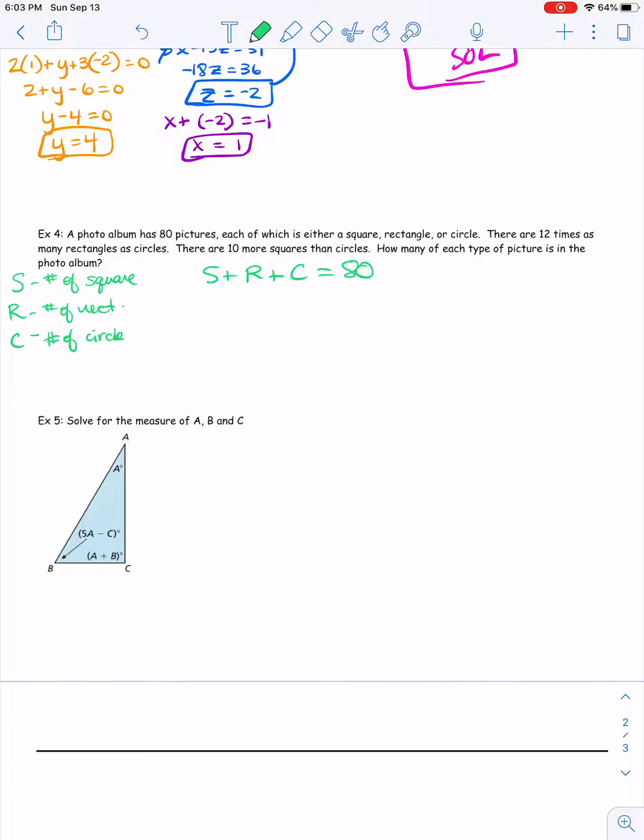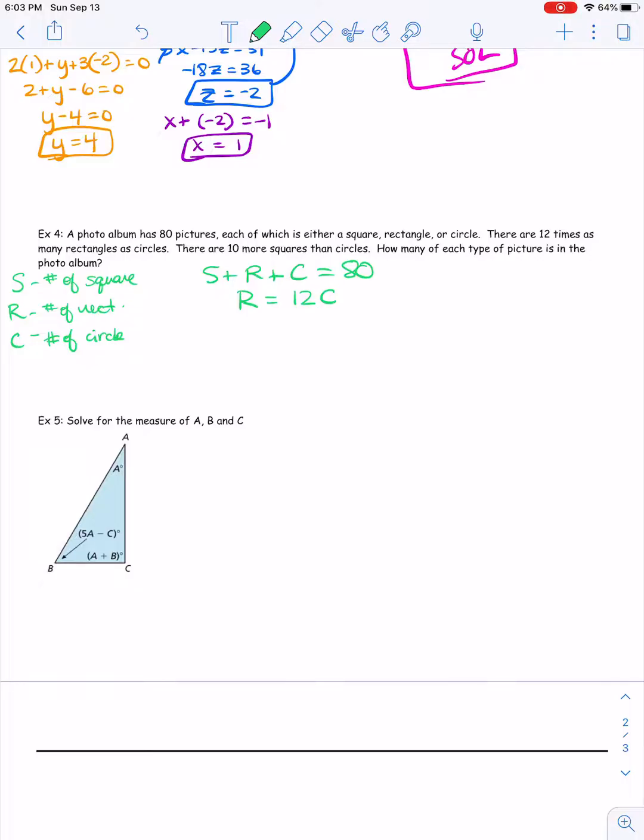So I already have one equation. Now I'm going to read on and create my other 2 equations. It says there are 12 times as many rectangles as circles. So the number of rectangles is equal to 12 times the number of circles. All right, there's my second equation.